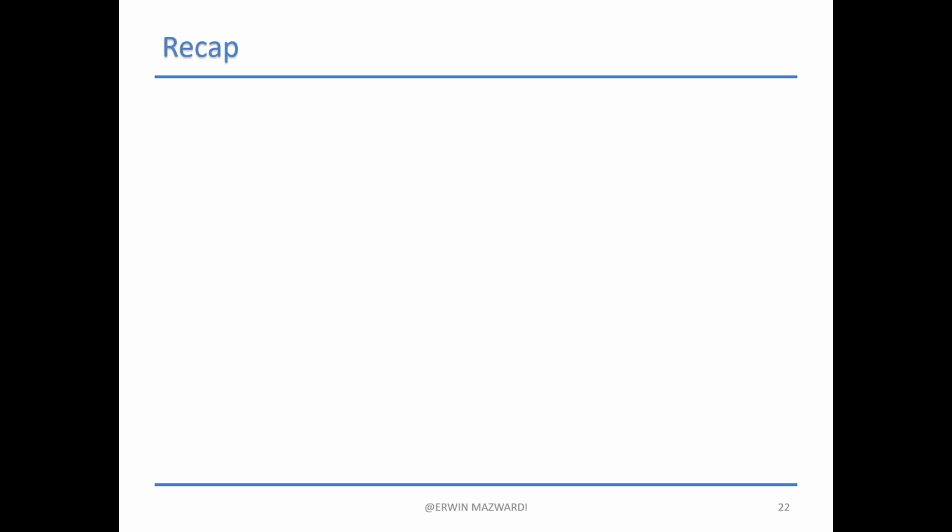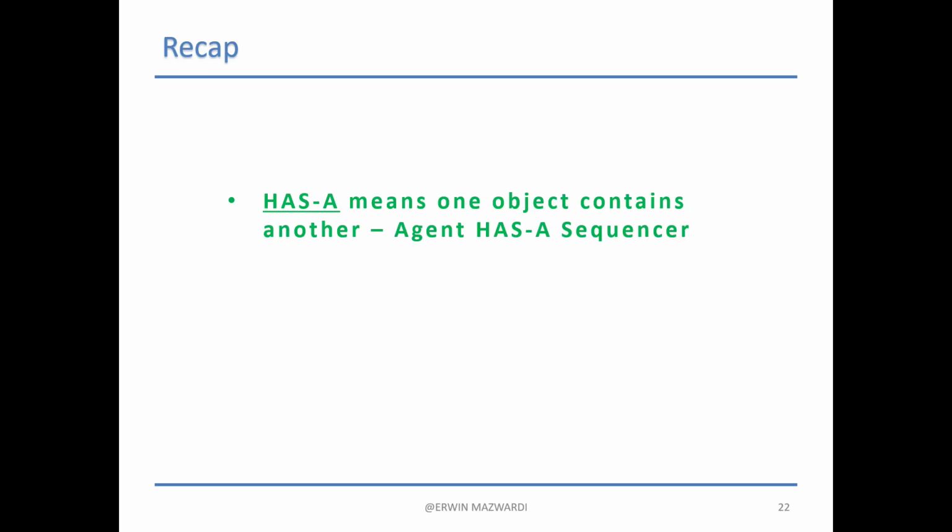So, just to recap, has-A means one object contains another. Agent has a sequencer, while is-A means inheritance, like agent is a UVM agent. Understanding these two relationships is the key to designing collaborative object-oriented systems like testbenches in SystemVerilog. And that wraps up our quick introduction to object-oriented programming for system-on-chip verification engineers. Hopefully, this gave you a solid foundation to tackle the more advanced and complex topics in UVM for chip verification.